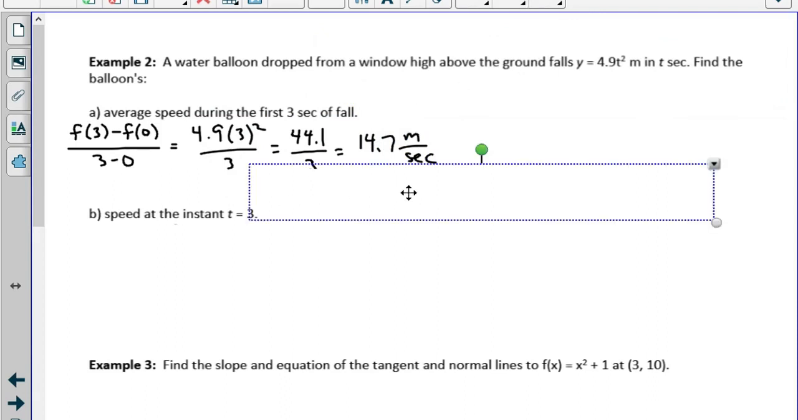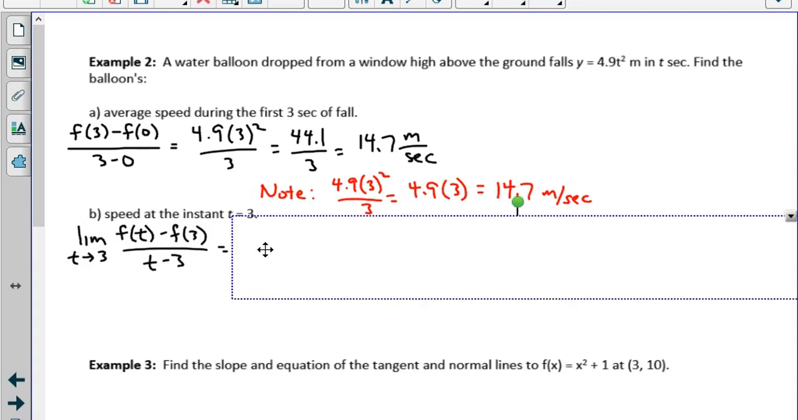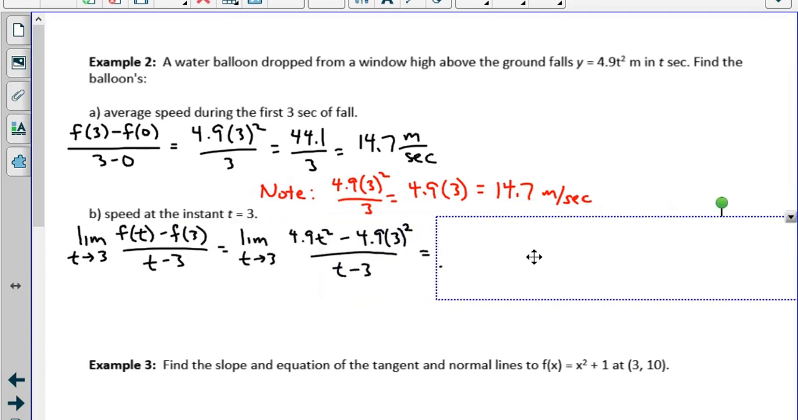Now, one thing you could note is that if this is a no calculator problem, you actually could have recognized that you could have canceled one of the 3's out, and then that's a little bit easier to multiply together. So the speed at instant t equals 3. So the limit as t approaches 3 of f of t minus f of 3 over t minus 3. I'm just doing method 2 like I said I would. So I replace f of t with 4.9 t squared. I replace f of 3 with 4.9 times 3 squared.